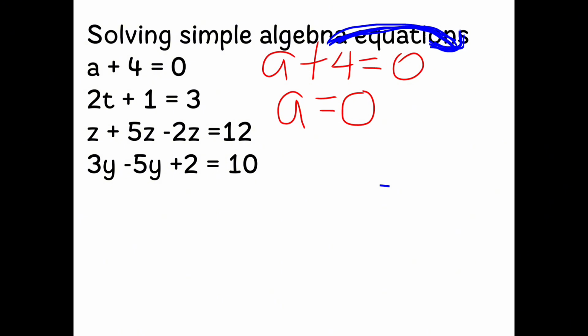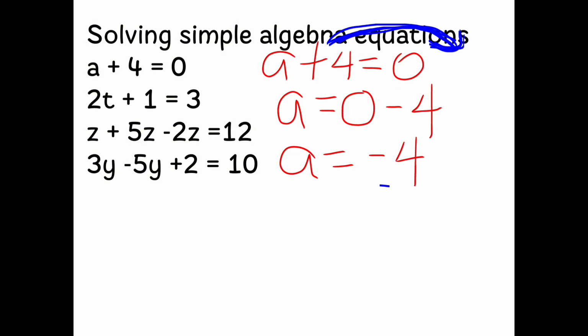So plus 4 would move. It will turn to what? Minus 4. Do you understand what I just did? Very good. So our A would be equal to 0 minus 4, which is what? Minus 4. I hope you get that. Good. Here is the other question.